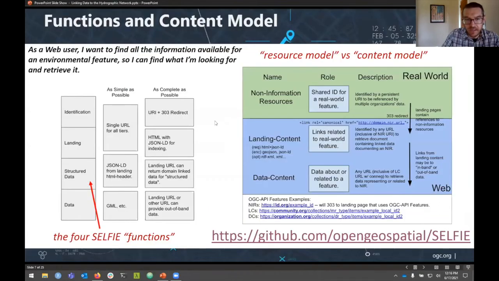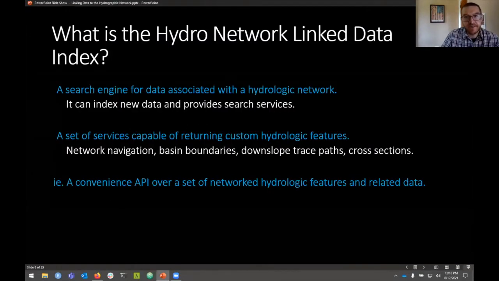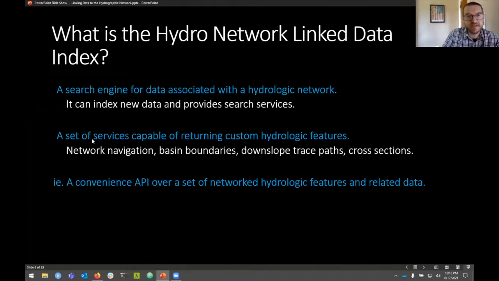All right, moving on. I'm not going to spend a tremendous amount of time on the Network Linked Data Index in particular. I'm going to spend a lot more time talking around the edges of it, so you can understand the context for the Network Linked Data Index. And once you understand that context, I think understanding the system will be pretty straightforward.